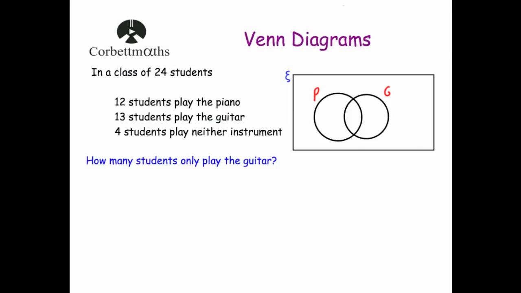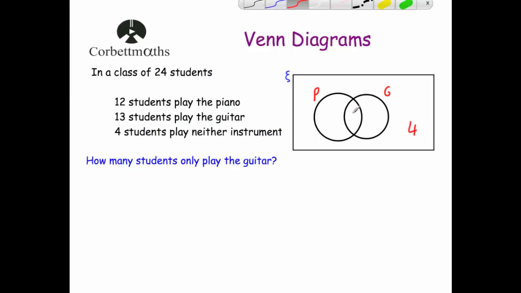Okay, so next example says, in a class of 24 students, 12 played the piano, 13 students played the guitar, and 4 students play neither instrument. So what we're going to do is fill in the Venn diagram to begin with, and then we're going to be able to answer the question, how many students play the guitar only. Okay, so first of all, let's put the 4 students that play neither instrument outside. Now this 12 that play the piano, that's the whole circle, okay? And 13 that play the guitar, that's the whole circle here, okay?